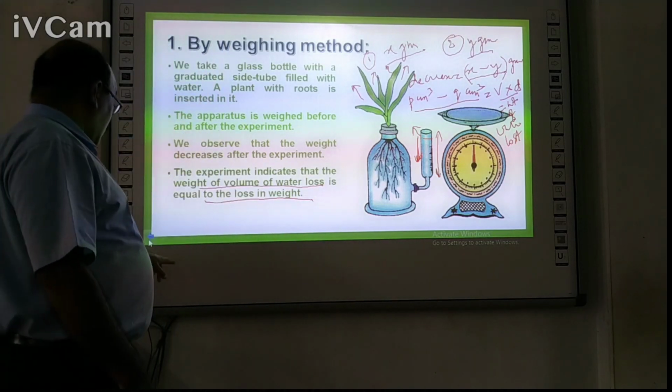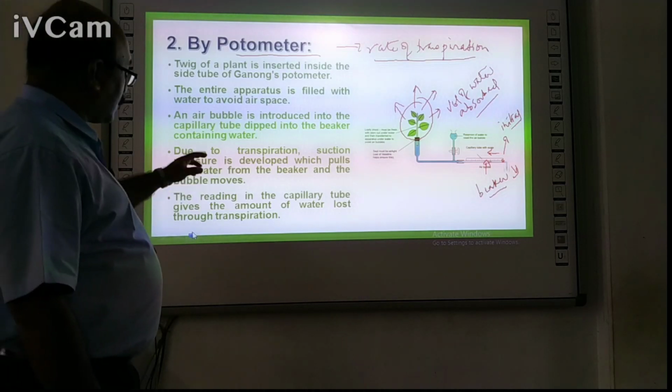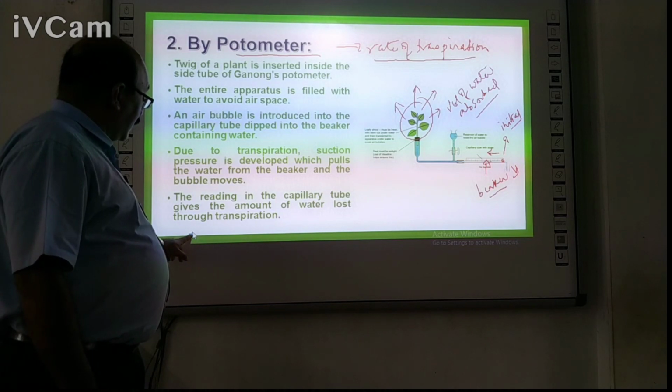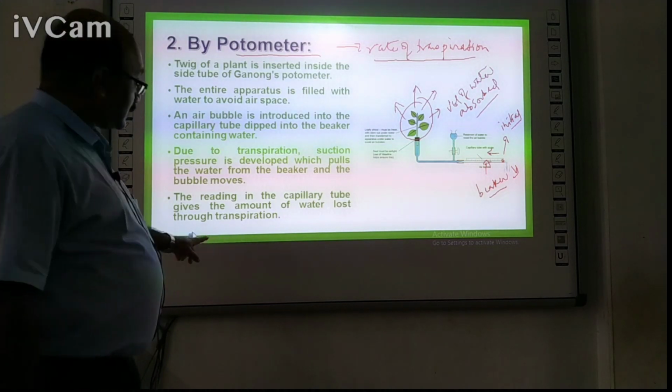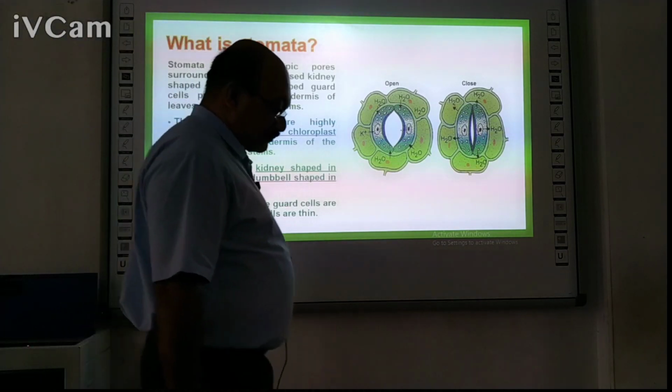One is the weighing method and another is the potometer method. I hope you understand. If you have anything, you can ask. Now let's go to the next portion of the chapter.